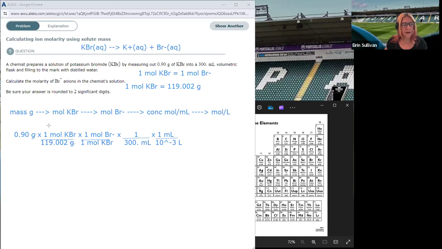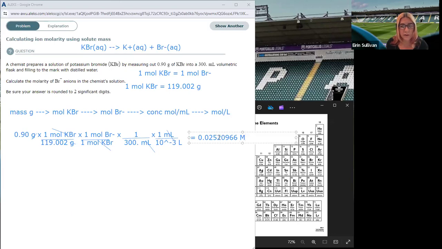So grams cancels out, moles of potassium bromide cancel out, milliliters cancels out. My answer is going to be moles per liter, which is my definition of molarity. So 0.9 divided by 119.002 times 1 divided by 300 divided by 10 to the power of -3. So it's so important to still follow through this method, include mole ratios, write that balanced equation so you have it, etc. Okay, so just going to write M for molarity.